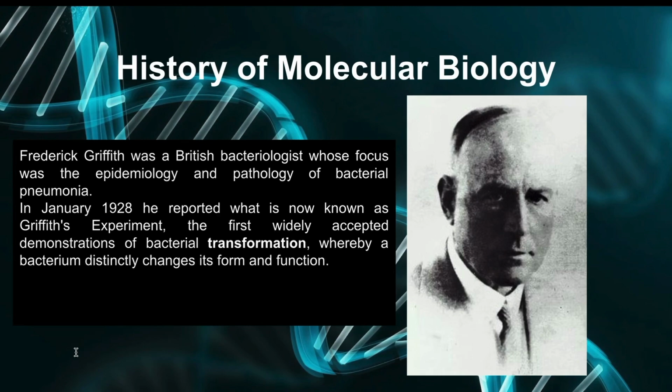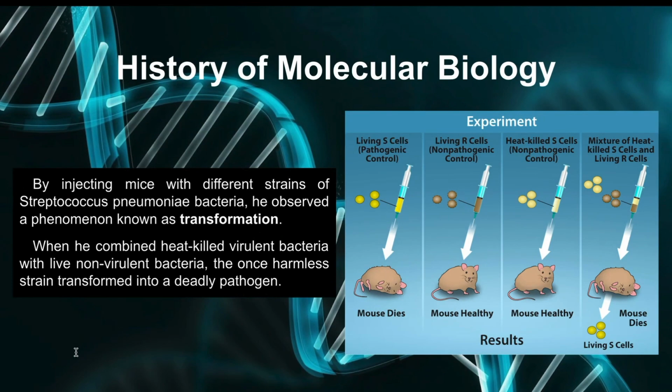Frederick Griffith was a British bacteriologist whose focus was the epidemiology and pathology of bacterial pneumonia. In January 1928, he reported what is now known as Griffith's experiment, the first widely accepted demonstration of bacterial transformation, whereby a bacterium distinctly changes its form and function. By injecting mice with different strains of Streptococcus pneumoniae bacteria, he observed a phenomenon known as transformation. When he combined heat-killed virulent bacteria with live non-virulent bacteria, the once harmless strain transformed into a deadly pathogen.